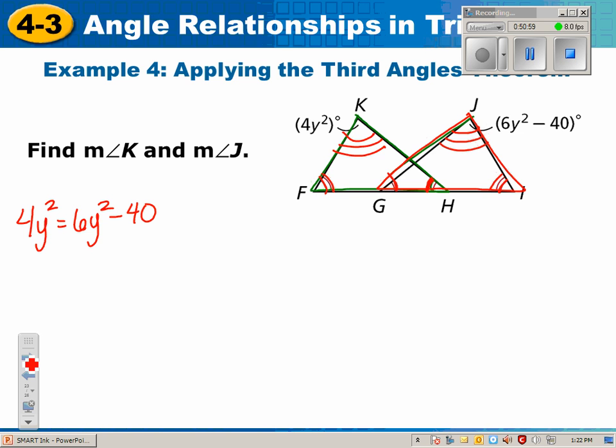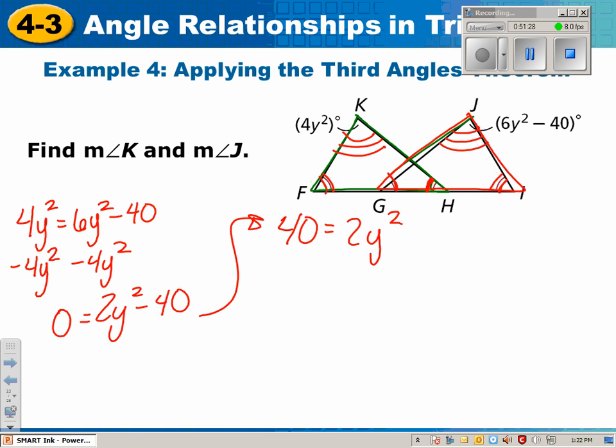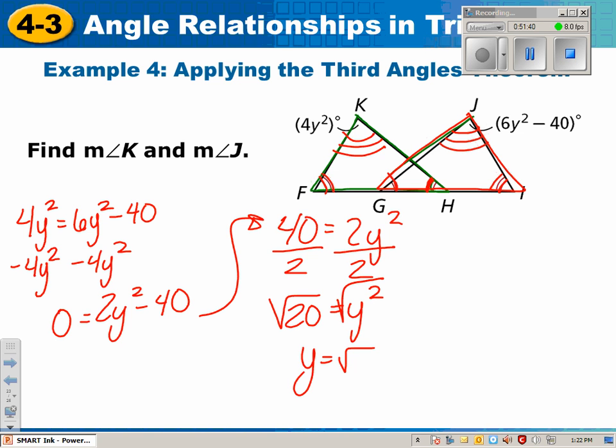What do I do? By subtracting what? 4y squared. Yes, 4y squared from both sides. So this gives me what on the left? 0 equals? Good. So now I have 40 equals 2y squared. Divide by 2 first. So 20 now equals y squared. Take the square root. Now, y equals the square root of 20.